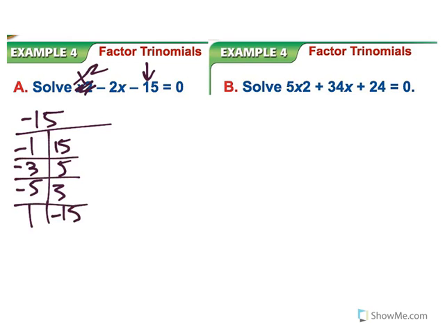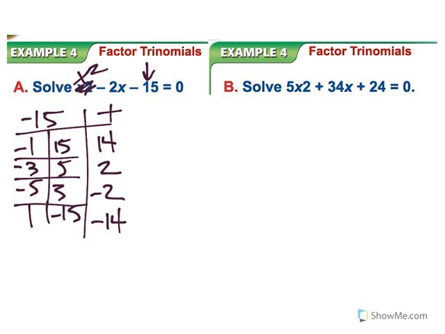And if we take these and add them together, negative 1 plus 15 is 14. Negative 3 plus 5 is 2. Negative 5 plus 3 is negative 2. And then we have 1 plus negative 15, which is going to be negative 14.